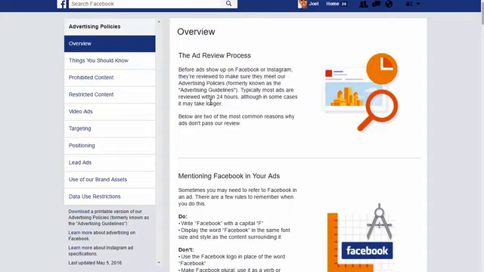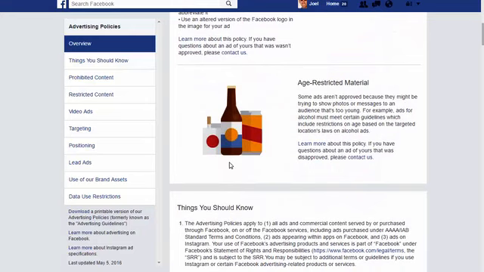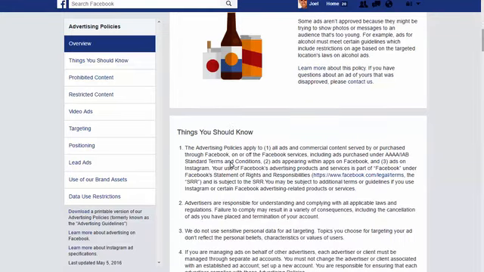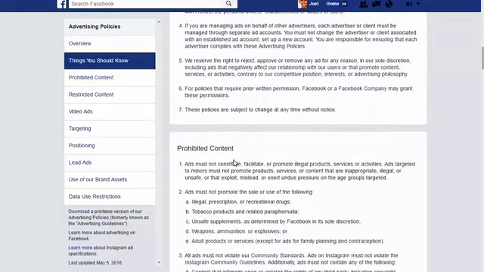And we're going to show you how to do that in one of the other videos as far as placing your first ad. So the very first time you run an ad, it's going to take longer to get it approved. It can take 24 hours. We've generally found it shorter than that, but we have seen it take 24 hours. So they have all kinds of do's and don'ts in here. There are certain age restricted materials, so you'll want to make sure you read through all of this, things you should know, all of this prohibited content.